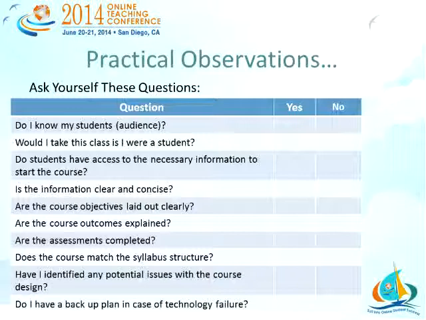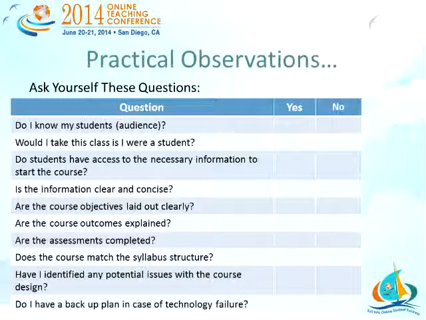Have you considered if students have access to the necessary information to start the course? Is the information clear and concise? Everything that you're going to provide your students, would they be able to understand it? Will they have questions about navigation, etc.? Are the course objectives laid out clearly in your syllabus? Are the course outcomes explained? Are you using assessments? And if you are, are the assessments completed? Meaning, are you still thinking about what you may do or might do, or do you know pretty much how you're going to be assessing your students' learning?